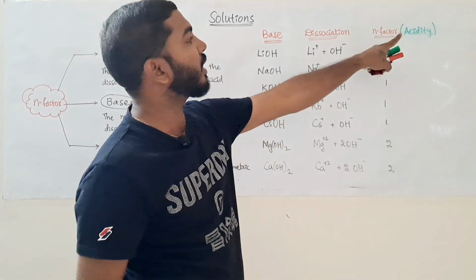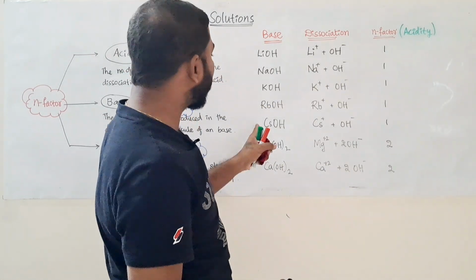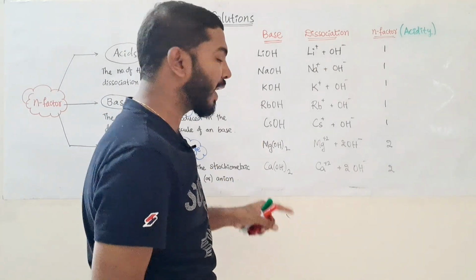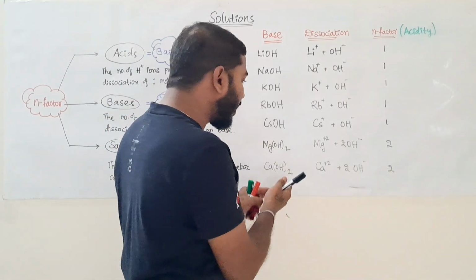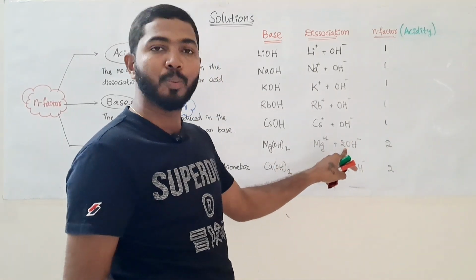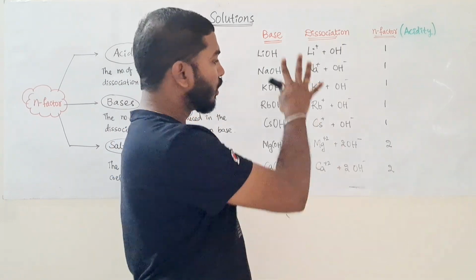Okay, so since their acidity is 1, we can call them monoacidic bases. And then next, magnesium hydroxide and calcium hydroxide belong to the second A group elements, and their base acidity is going to be 2 because they are going to produce 2 OH minus ions in their dissociation. Okay, so hope it is clear.